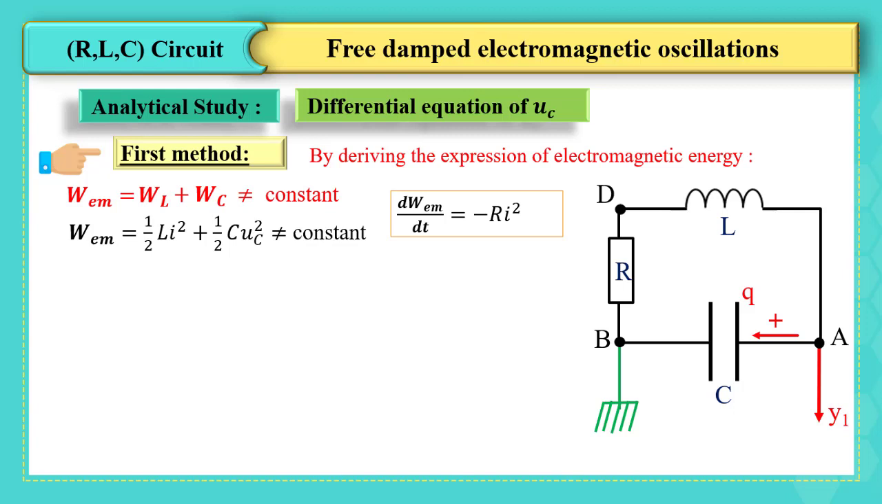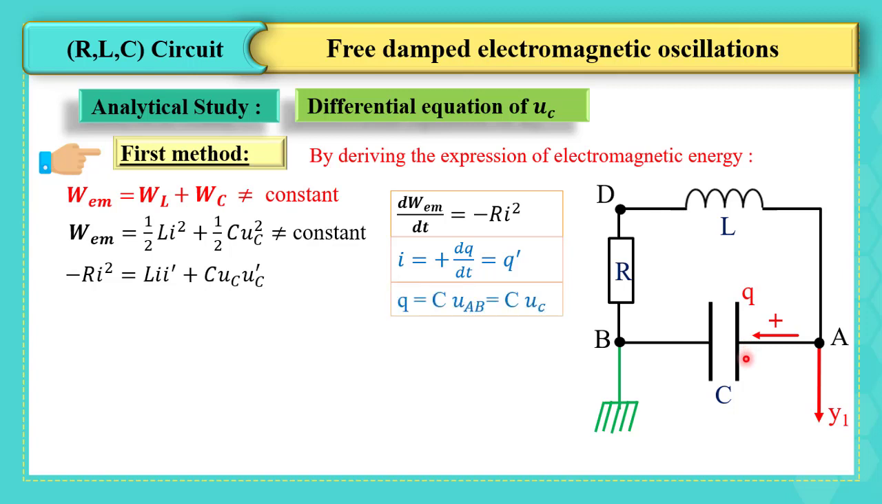Now, let's make the derivative of this expression of energy so that we can write it as minus Ri squared instead of dW by dt equals to Li prime plus C UC times UC prime. Yet we know that I equals to plus dQ by dt since the positive sense is entering the charged armature Q. Then I, which is Q prime, can be written as the derivative of C UC. The result is I equals to C UC prime.